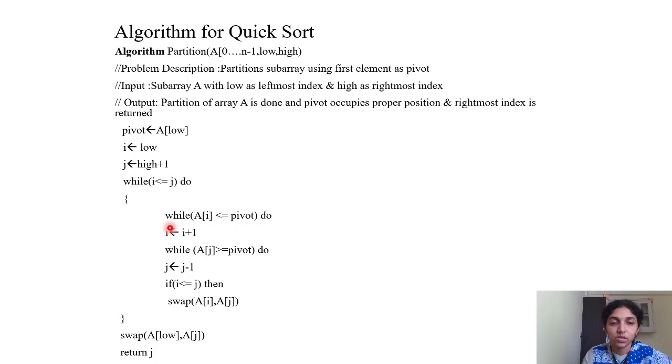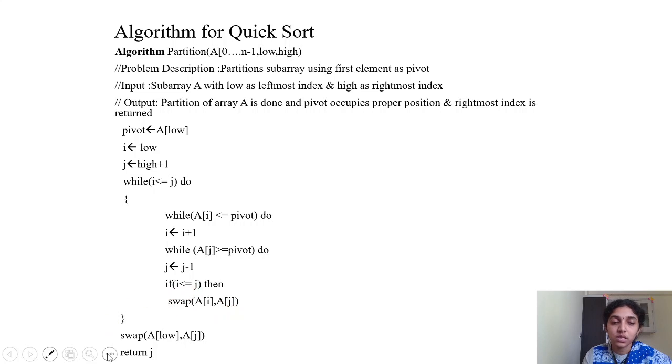First you have to check whether a of i is less than pivot. I told you, until a of i is less than pivot, you have to keep on incrementing i. That's why we have used a while loop. You have to perform the operation continuously. While a of j is greater than or equal to pivot, you perform the same operation continuously, keep on decrementing j. Then if i is less than j, that is the ith position is less than the jth position, you have to swap a of i with a of j.